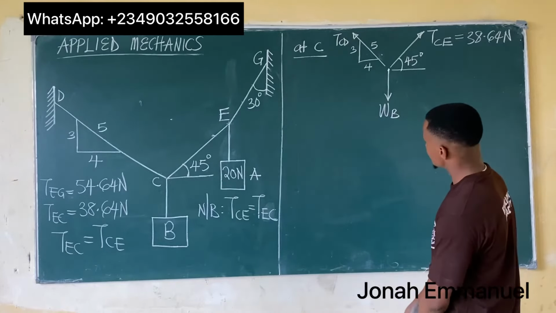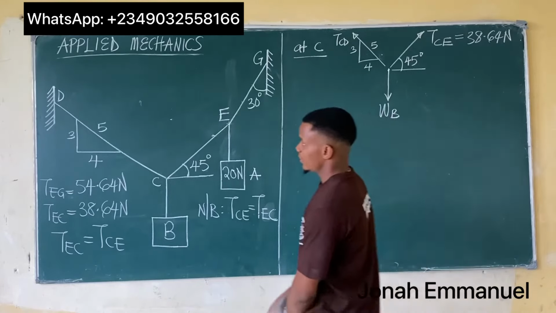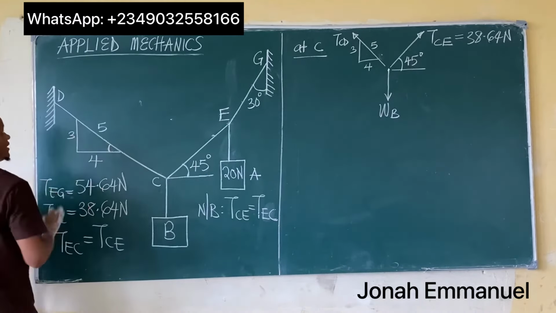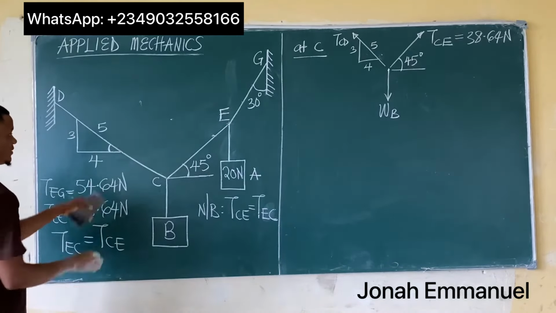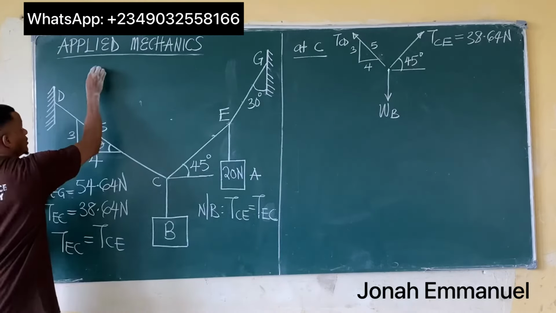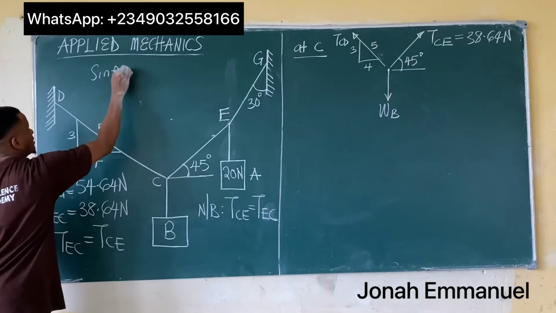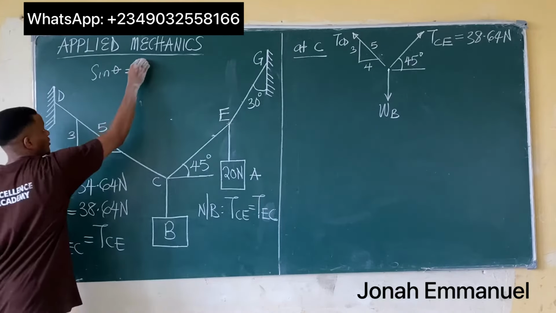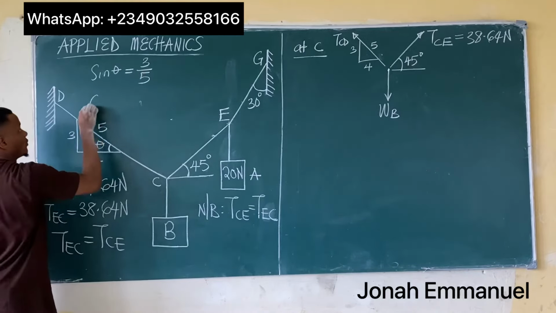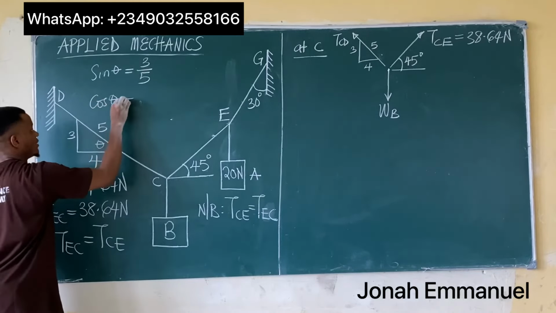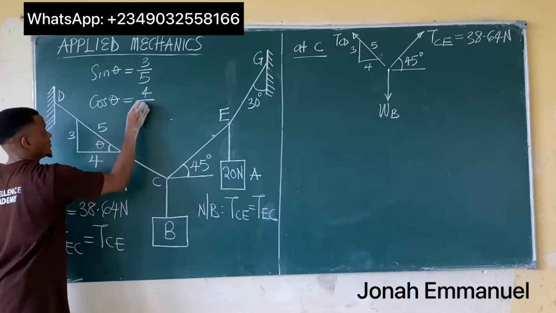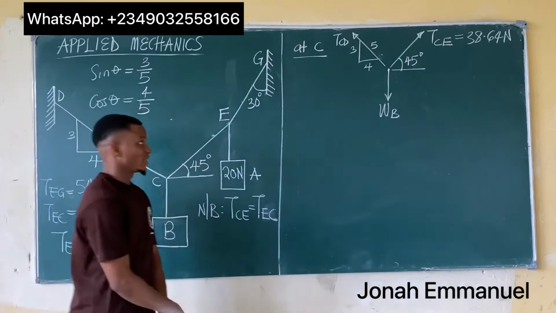Alright, so the next step will be to get this marked properly. So how do we do this? We'll call this angle theta, so get sine and cos of this angle. So sine theta is opposite 3 over hypotenuse 5. Cos theta is equal to adjacent 4 over hypotenuse 5. So I think for this we can now solve this.